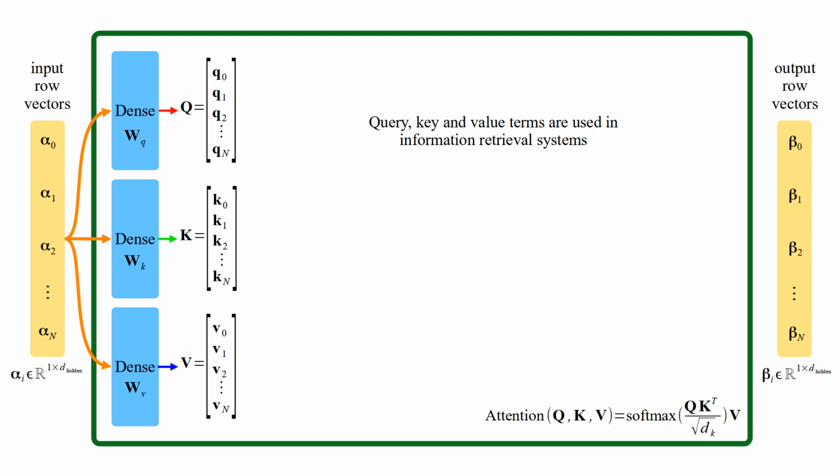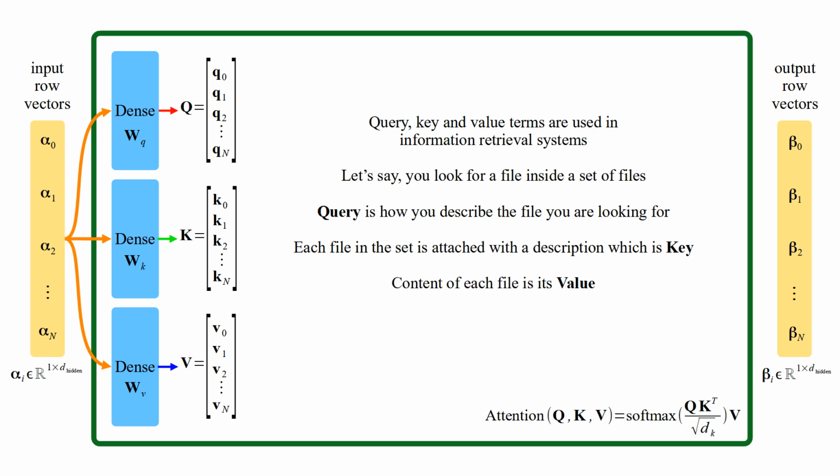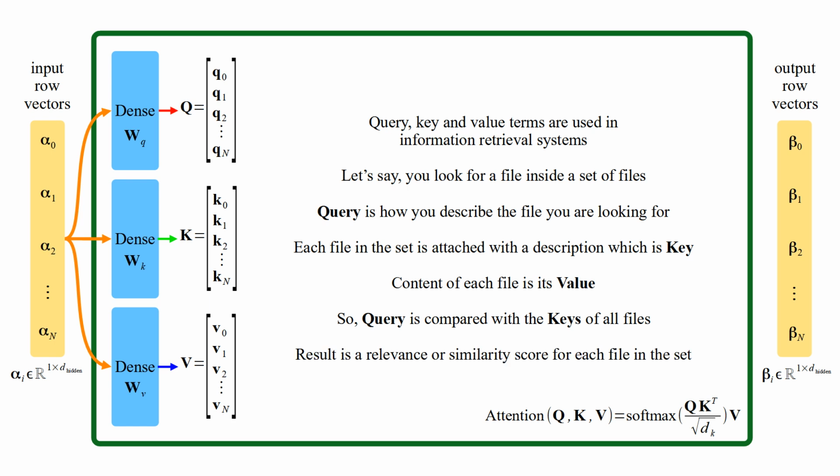Query, key, and value terms are used in information retrieval systems. Let's say you look for a file inside a set of files. Query is how you describe the file you are looking for. Each file in the set is attached with a description which is key. Content of each file is its value. So, query is compared with the keys of all files. Result is a relevance or similarity score for each file in the set.